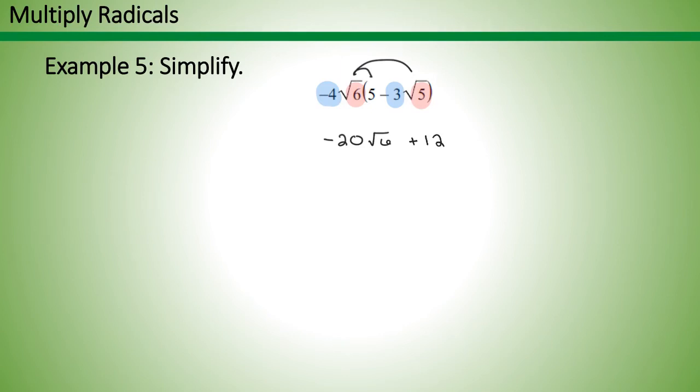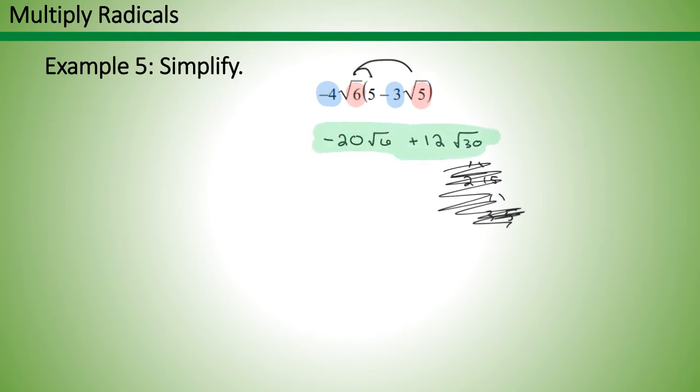5 times 30 is going to be square root of 30. If I try to break 30 apart, I get 2 and 15 and 3 and 5. Since nothing pairs up, that is not going to simplify, so it's just going to stay as root 30. So this right here is my answer to this one. That's as far as I can simplify this because I cannot add those two things together.